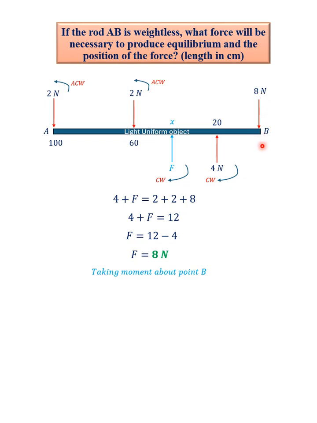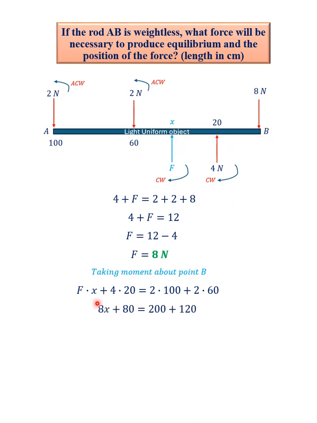Now that we've identified the clockwise and the anti-clockwise moments, we know that for an object to be in equilibrium, the clockwise moment equals the anti-clockwise moment. So let's start. For the force of F, the moment of the force of F is F times the distance x from point B. So we have F times x plus, for the 4 Newton force, it will be 4 times 20, the distance, and that is equal to the anti-clockwise moment, 2 times 60 plus 2 times 100. Remember, these are distances in centimeters from point B.